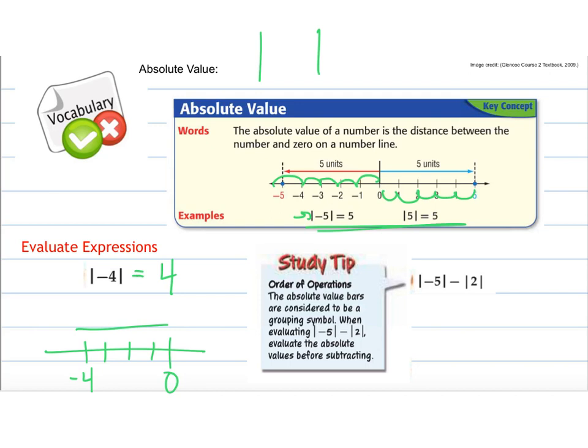The study tip here, order of operations. The absolute value bars are considered to be a grouping symbol, so they fall into the parentheses part of order of operations. So when we are solving these, that's the first thing that we would do. So we find the absolute value of -5. Well, -5 is 5 spaces away from 0. Keep the subtraction there. Absolute value of 2. 2 is 2 spots away from 0. So 5 minus 2 is 3. So there's your answer. So pretty much those absolute value bars, if it's negative, it becomes a positive. And if it's a positive, it stays a positive.